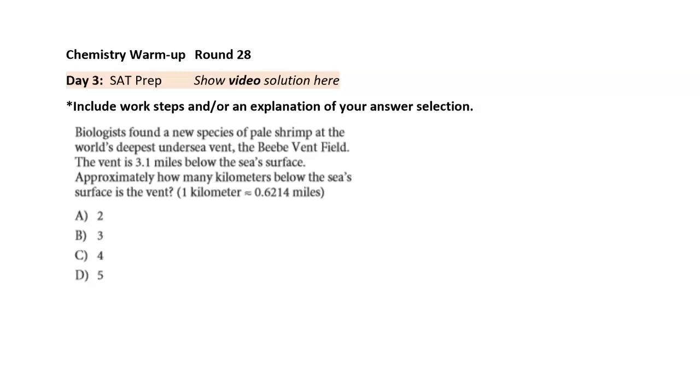And in parentheses, we're given a conversion factor. This question has a lot of unnecessary information. We don't care that it was biologists that found this. We don't care that this was shrimp. What we really only care about is changing the distance 3.1 miles into a distance in kilometers. So this is a conversion problem like we learned in chemistry class.